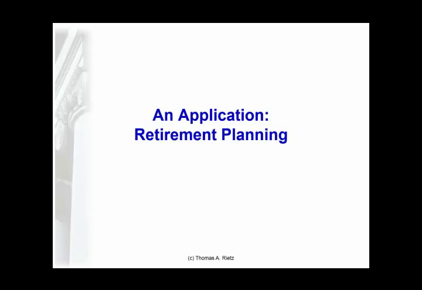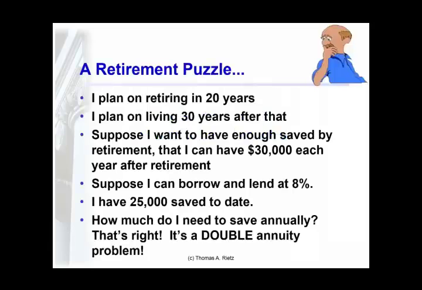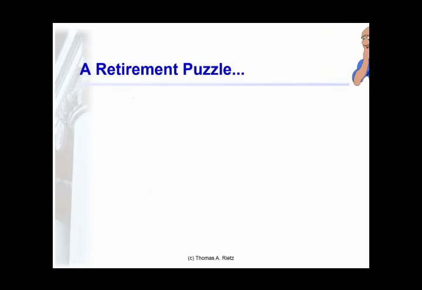Alright, let's do a slightly more complicated example of this, retirement planning. Suppose I plan on retiring in 20 years, living 30 years past that. I want to have enough money that I can withdraw $30,000 every year after I retire. The investment rate's 8%. I have $20,000 in the bank. How much do I have to save between now and when I retire so that I can withdraw $30,000 every year after retirement? The first step in all of these is going to be make a timeline.